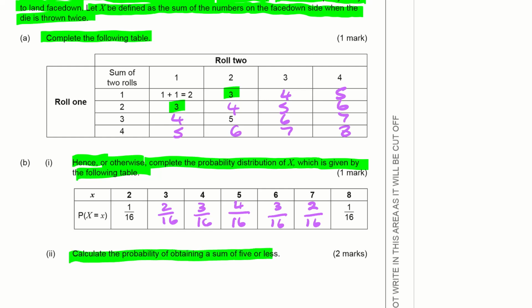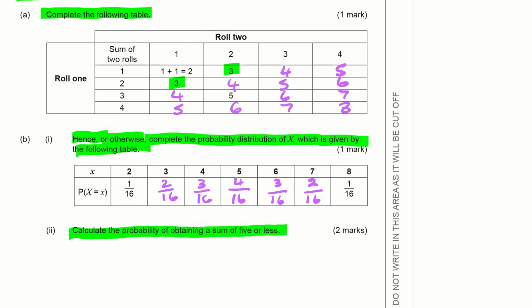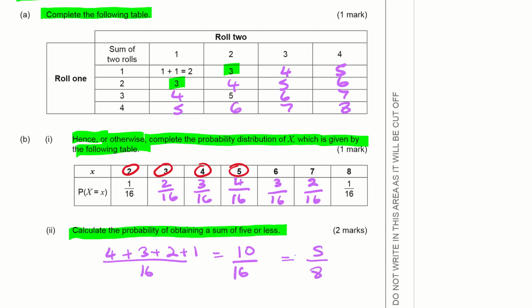Calculate the probability of obtaining a sum of 5 or less. So 5 or less is these values. So that is just going to be 4 plus 3 plus 2 plus 1 over 16, which is 10 on 16. I don't think you really have to simplify, but it does simplify to 5/8.